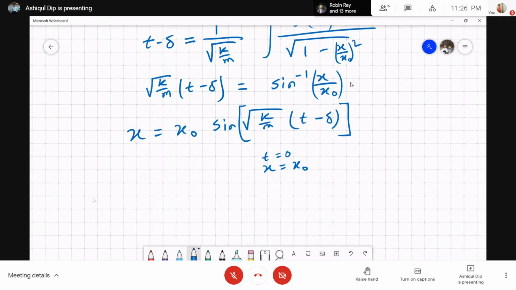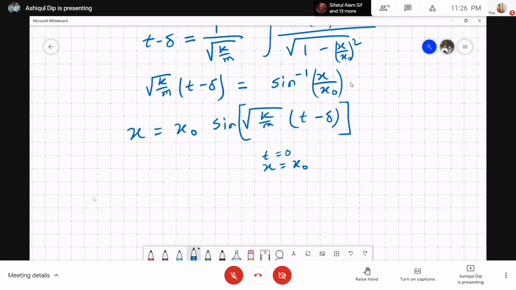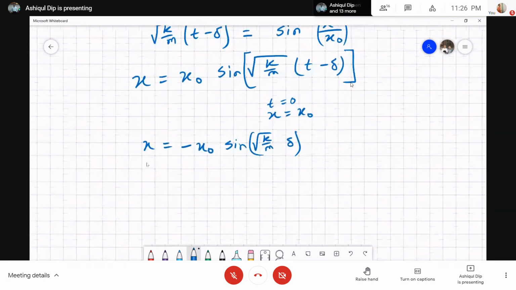Root over k by m doesn't matter even. So let's substitute the initial situation. When t equals 0, you get x equals x naught negative, because you had here a negative sign of square root k by m into delta. Oh, actually square root k by m into delta would be pi by 2, right? Yeah, okay, I see it.